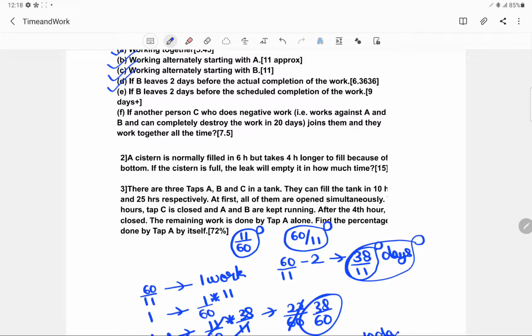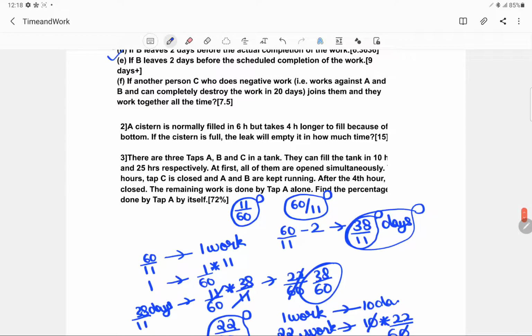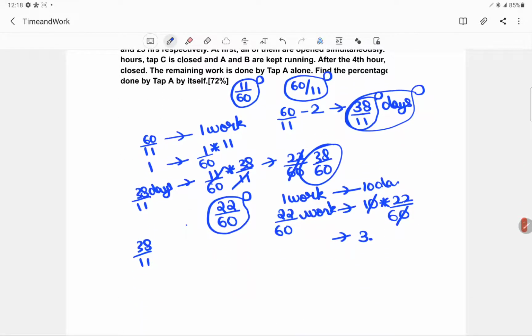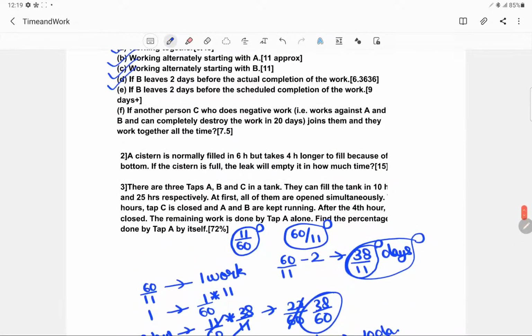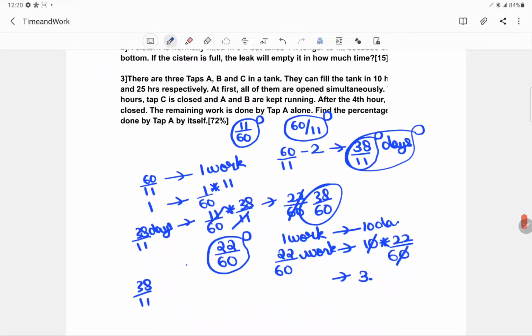Okay, just try and see this. So they were actually doing it in 38 by 11 days. So we were left with 22 by 60 work, and he was doing this amount of the work in this number of days. Okay, we have missed out something. Have we missed out on something?